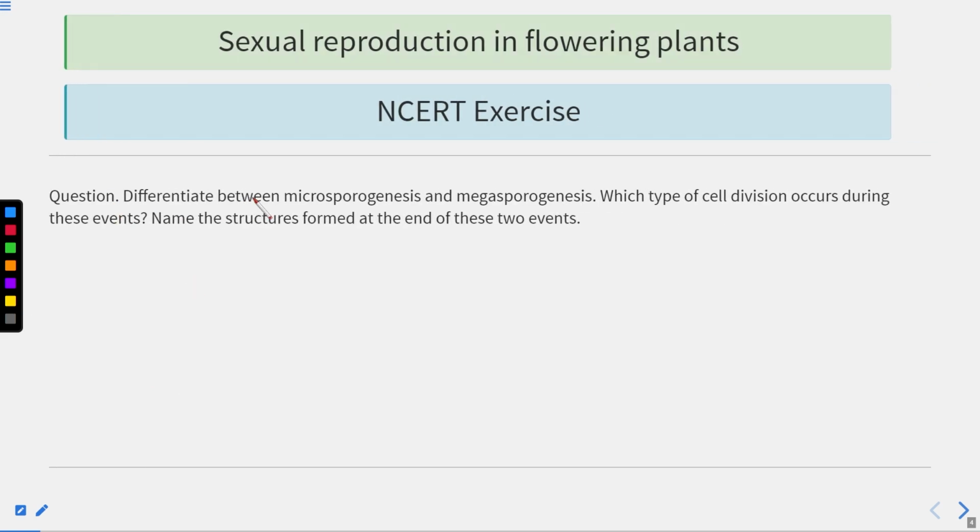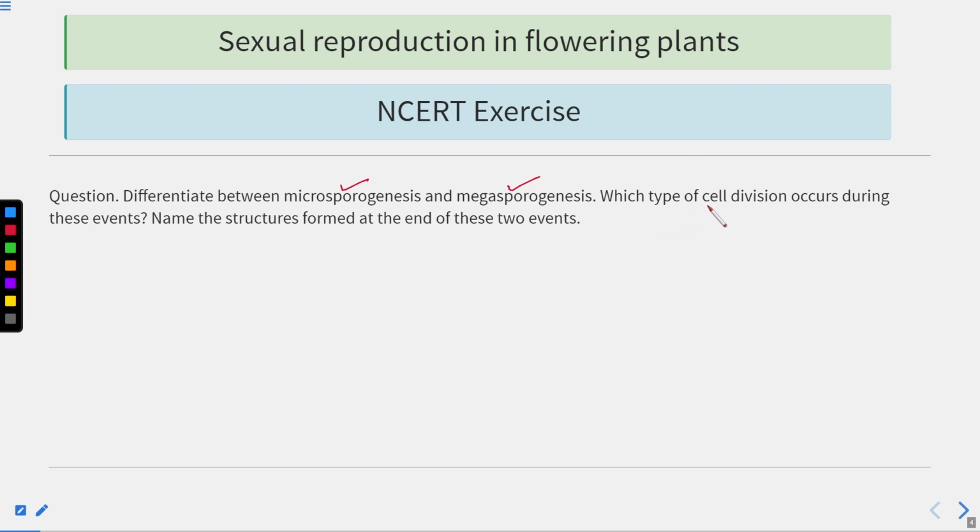The next question is: differentiate between microsporogenesis and megasporogenesis. In the earlier question we were talking about microsporogenesis and megasporogenesis. Formation of microspore is microsporogenesis, and formation of the megaspore is megasporogenesis. Through microsporogenesis, pollen grains are produced, and through megasporogenesis, the embryo sac is produced.